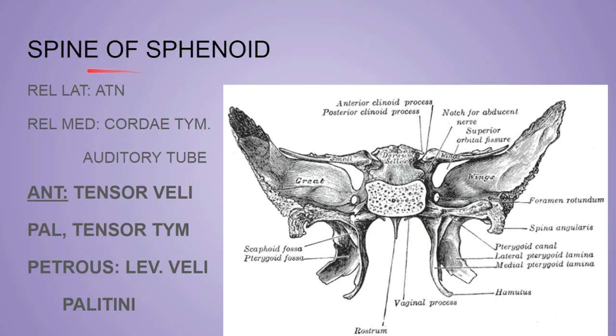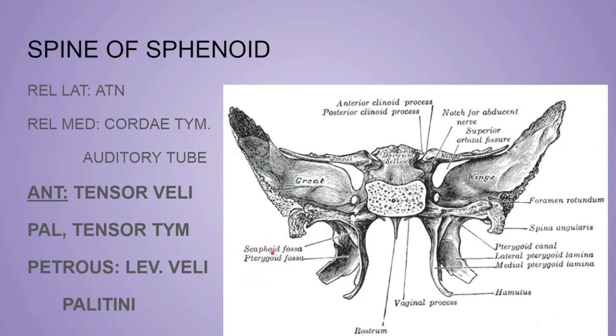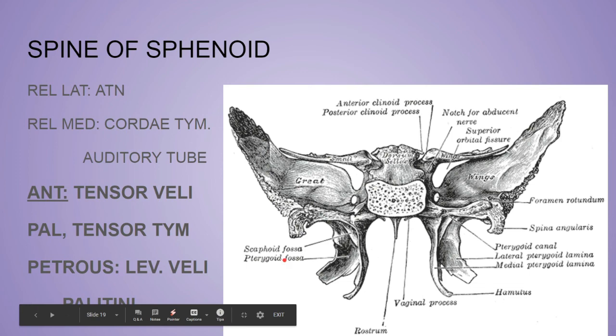Now the next is the spine of the sphenoid. Now it is related laterally to the auriculotemporal nerve. First of all, this is the spine of the sphenoid. Laterally it is related to the auriculotemporal nerve and medially to the chorda tympani and the auditory tube.